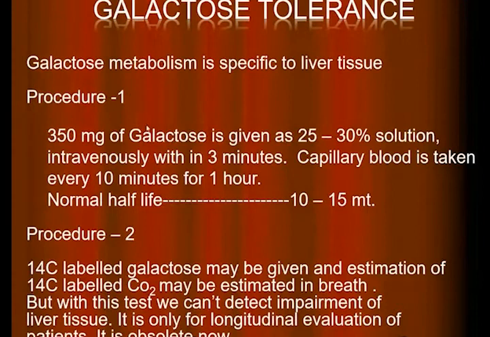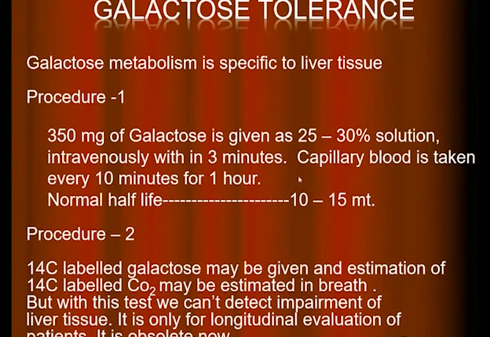First procedure: they will take 350 milligrams of galactose, and this galactose cannot be taken orally, so they will mix it with water to make a 25 to 30% solution and give it intravenously, by IV, within 3 minutes. Once they have given it, they won't do anything immediately.